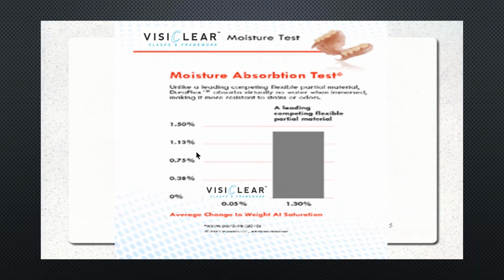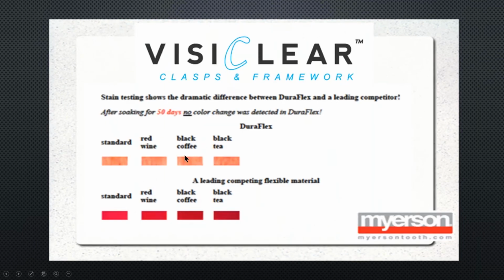Here's another test that was done. Again, these are a pink-based color, but that's the same thing as VisiClear. Duraflex and VisiClear are essentially the same thing. This was 50 days soaked in these different solutions that are very staining. This is the Duraflex. Of course, you can see no change between the different things that they were soaked in that would possibly stain it, because nothing can get inside. It can only sit on the surface. And if the surface is nice and shiny, nothing can attract.